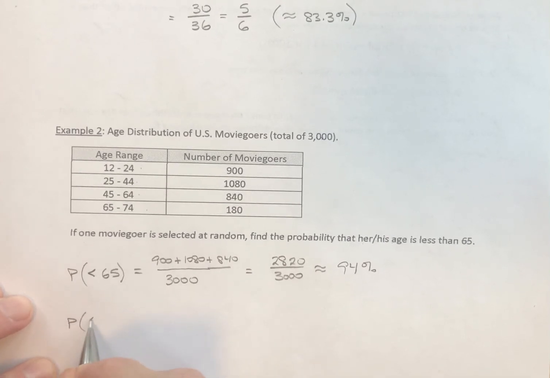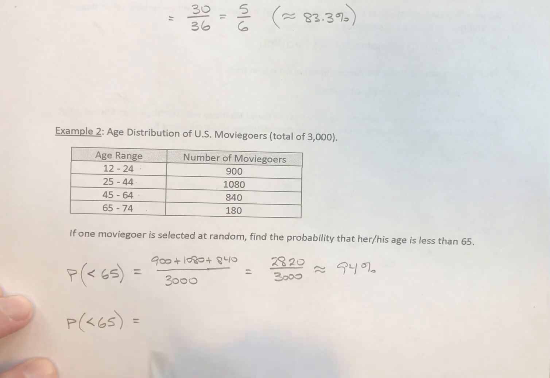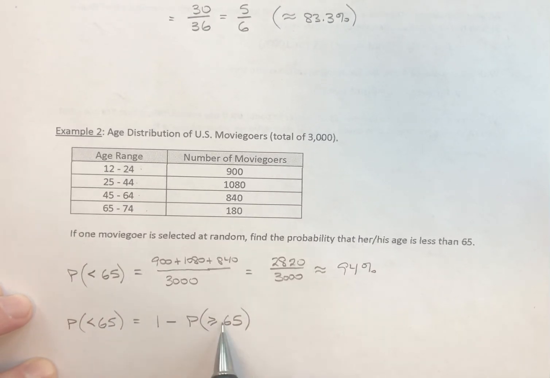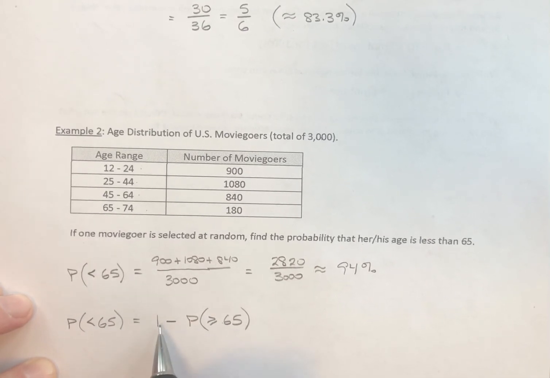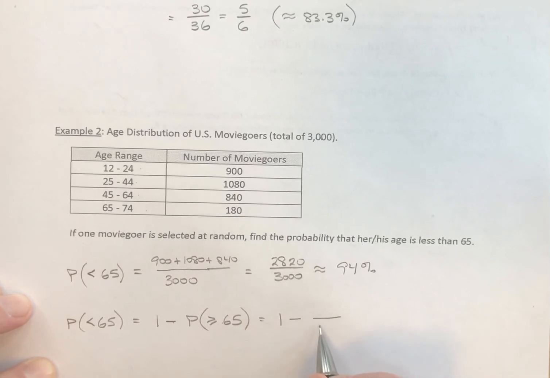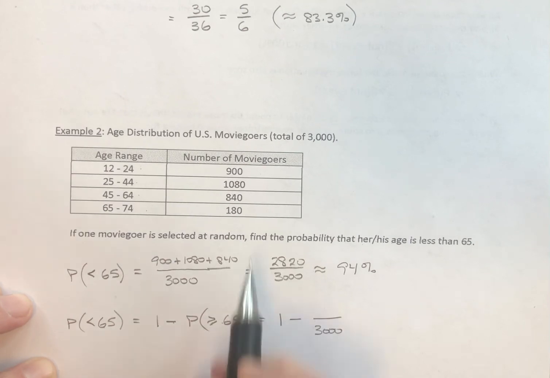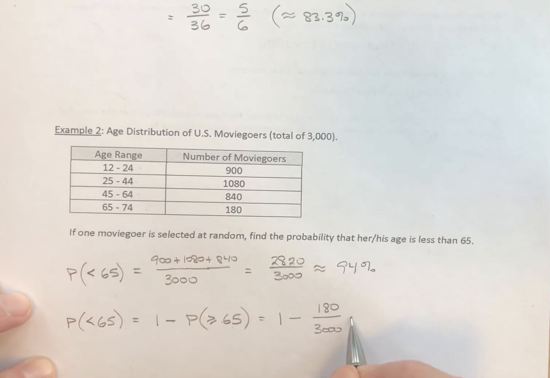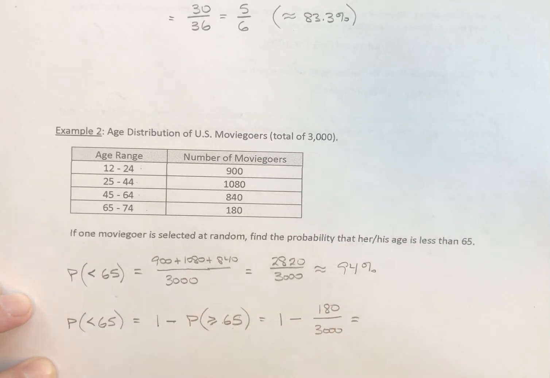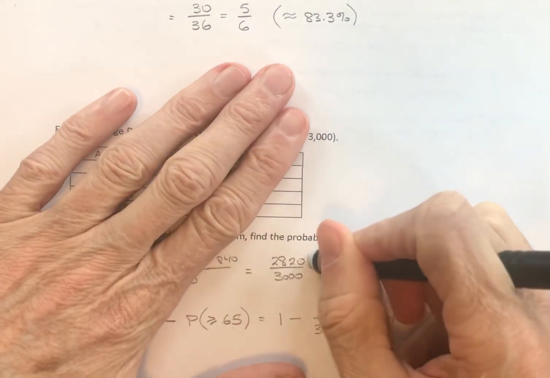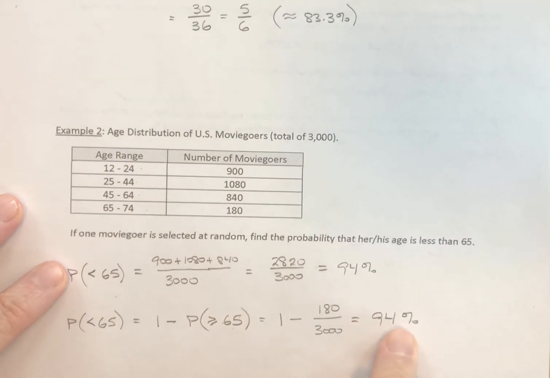Or we could say the probability that they're less than 65, let's use that not idea, is 1 minus the probability that they're greater than or equal to 65. Because everybody is either less than 65 or greater than or equal to 65. So we'll take 1 minus all the others. This one's a little bit simpler because we know we have 3,000, no adding required. The number that are greater than or equal to 65 is 180. And with the calculator, this will also come up with precisely 94%. I don't need an approximately equal there.